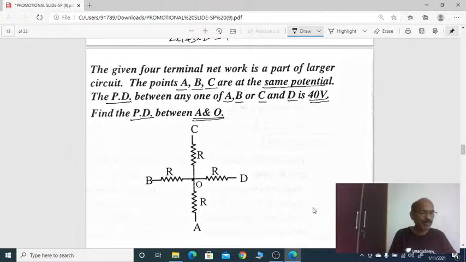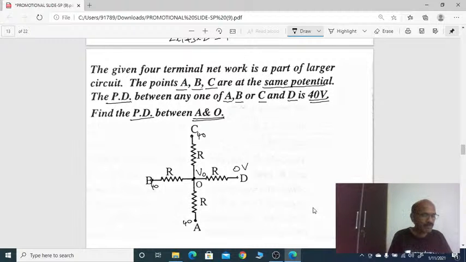Right? So, I will take now the potential of A, B, C as 40. See that potential of A, B, C all I am taking as 40, because they are given A, B, C are at the same potential. Right? Potential of D I am taking as 0 volt. Right? So potential at O, the junction, I am taking as VO. That's it. Question is, find the potential difference between A and O.